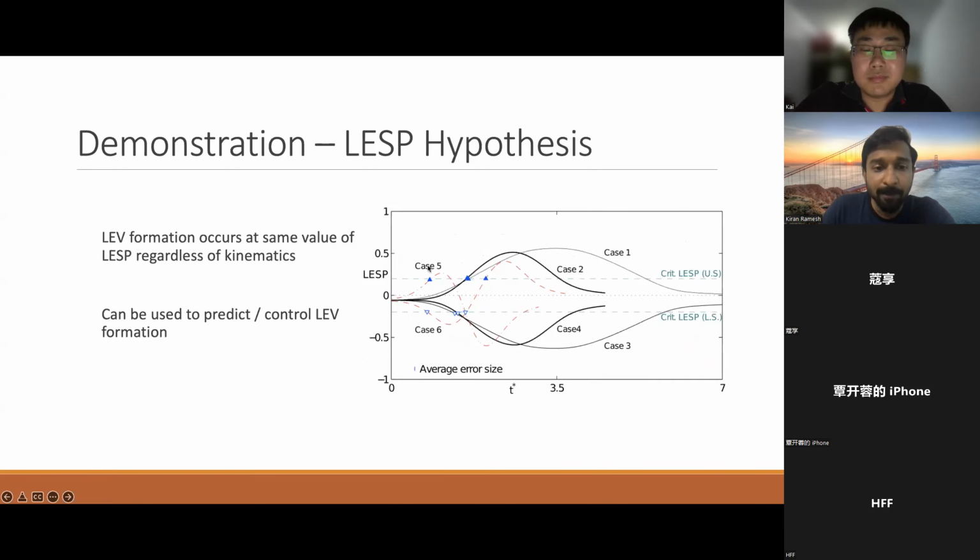But if we plot the same data in terms of the LESP, or the leading edge suction parameter, we see that vortex formation on the upper surface of the airfoil always happens at one particular critical value of this LESP, and leading edge vortex formation on the lower surface of the airfoil happens at the exact negative of the same value. So this LESP parameter can essentially be used to predict or to control leading edge vortex formation. And this is a method that is completely based on inviscid aerodynamic theory.